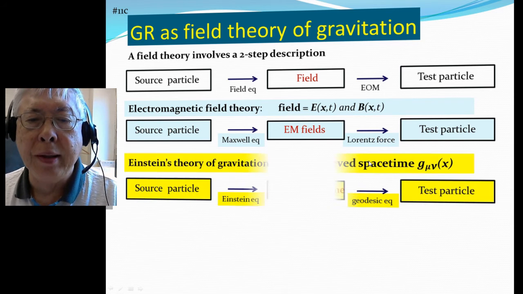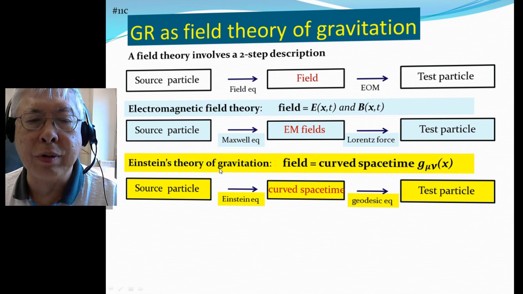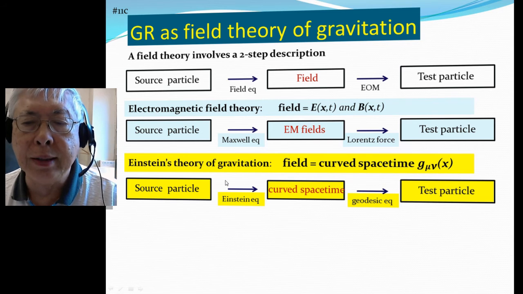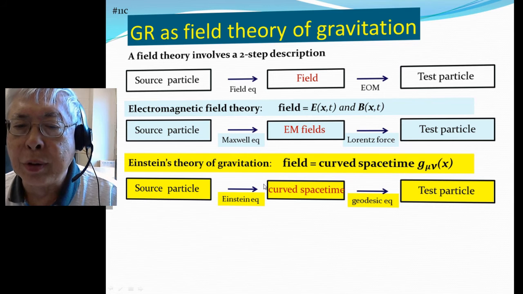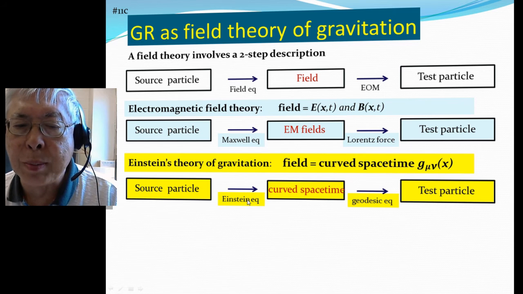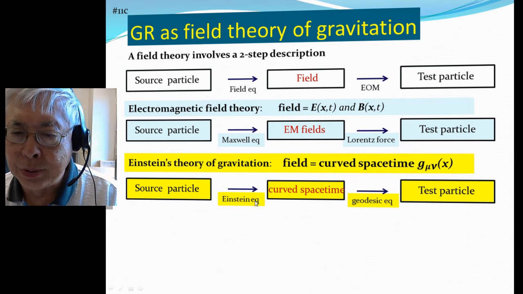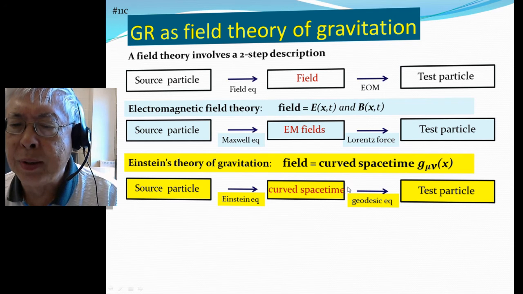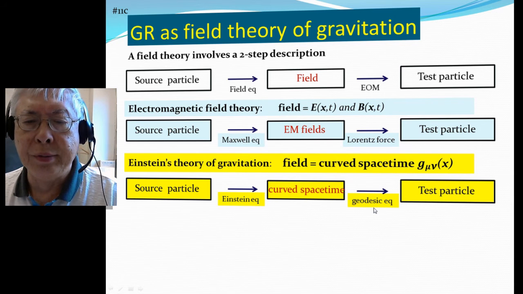electromagnetism. Now, in Einstein's theory of gravitation, the field is the curved space and time described by the metric g mu nu. And then the source particle will cause the space-time to curve, so you create a curved space and time, and the equation that describes this, the field equation, is the Einstein equation. And then a test particle sitting in the curved space-time, its motion is described by the geodesic equation.